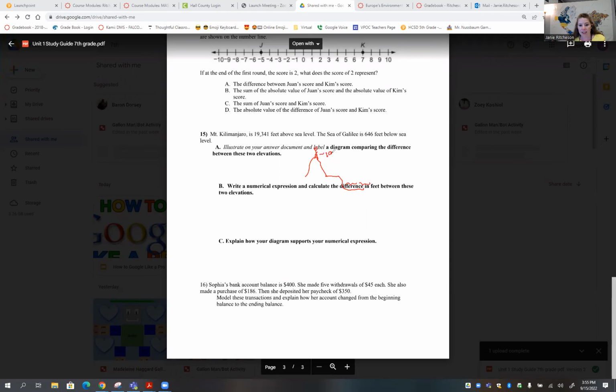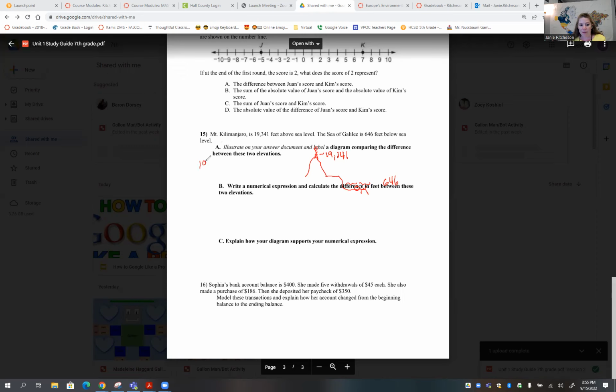This is 19,341 feet above sea level. My friend floating at the bottom of the Sea of Galilee, that's sad. It's alarming actually. Is 646 feet below sea level. So how far apart is the person on the mountain and the person at the bottom of the Sea of Galilee?